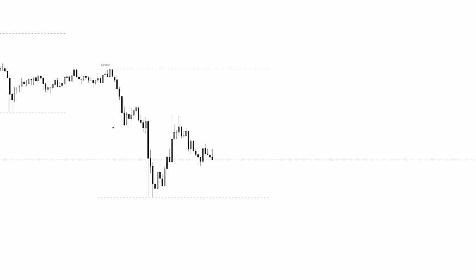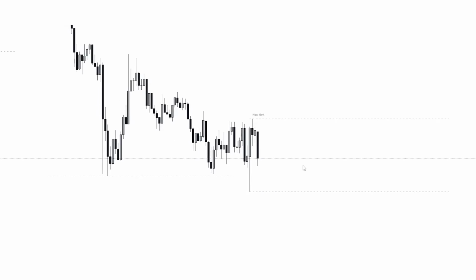During the London session, we have a low and a sweep of this low. But it is obvious that this trade does not suit us. Let's see what happens next. And now we wait for another sweep of this low. But this only happens during the US session.